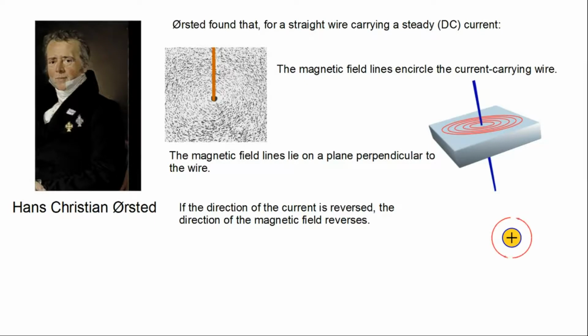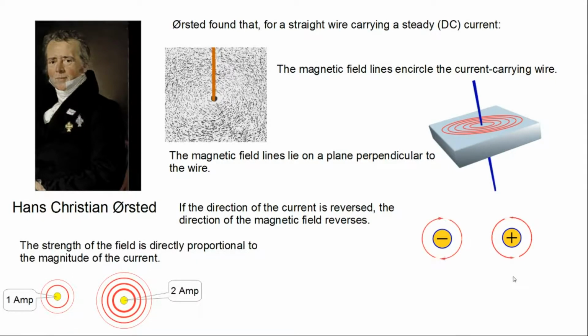And if that is the case, the field would rotate in that direction. But if you reversed it, and the current was no longer coming out of the screen but going into the screen, the magnetic field would then be rotating in the opposite direction. So very, very interesting finding, and we'll be able to put that to use here in just a minute.